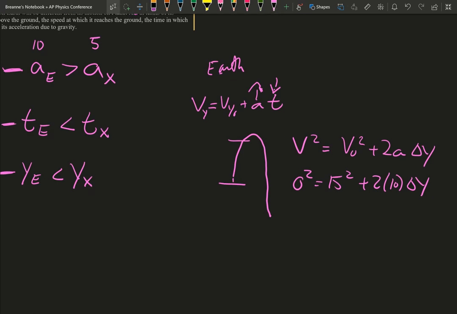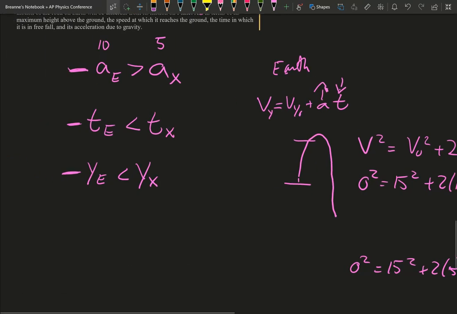We can figure out the y, doing the same thing for planet X. So it'd be 0 equals 15 squared plus 2 times 5 times delta y. You can obviously see that on Earth you're going to divide by a larger number: you're going to end up dividing by 20, while for planet X you're going to end up dividing by 10 into that 15 squared. So your delta y for planet X is larger, you're going to be able to go higher than you are on planet Earth. I think that's it. Hopefully that makes sense. If you have any questions, please ask. Have a wonderful day. Bye.